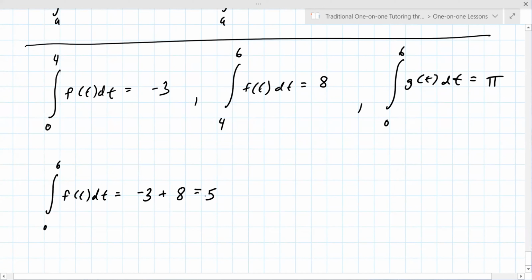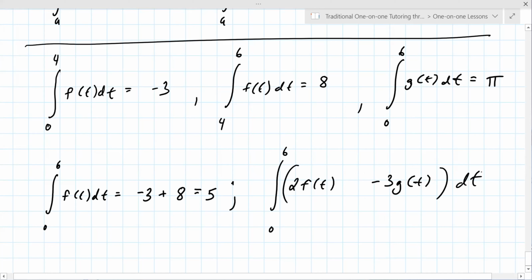Very good. Okay. So then they could also ask, what is the integral from 0 to 6 of 2 f of t minus 3 g of t, actually, let me put that dt on the outside, dt like that. So it's 10 minus 3 pi. Which is just 10 minus 3 pi.